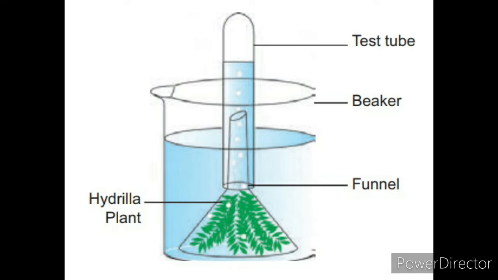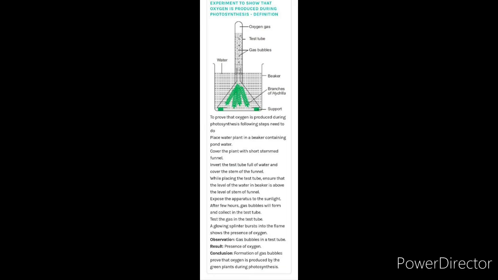Here we are taking two sets, each as a pair: two beakers, two test tubes, two funnels and two hydrilla plants. Now you can see here, arrange the apparatus as shown in the figure. Take a hydrilla plant in a short stemmed funnel and keep the funnel inverted in a beaker.